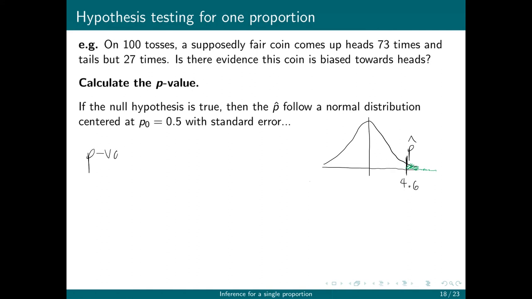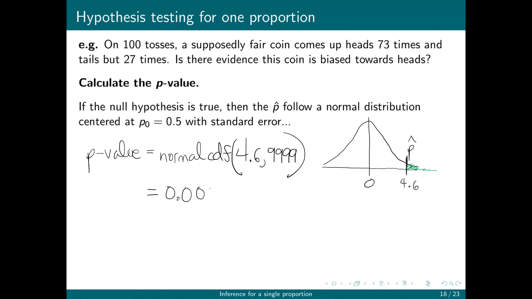So the p-value is the normal CDF, these are z-scores now, so I call my mean 0 instead of 0.5. The normal CDF starting at 4.6 going up to, quote unquote, positive infinity. And we get 0.0000021. So there's a very low probability that if the null hypothesis were true, we would see a sample like ours or more extreme.